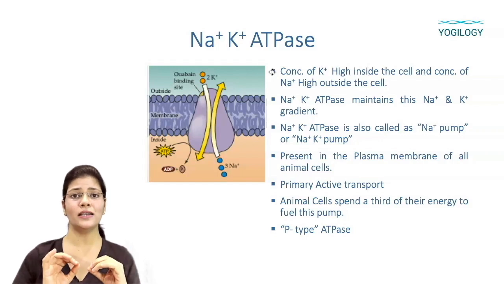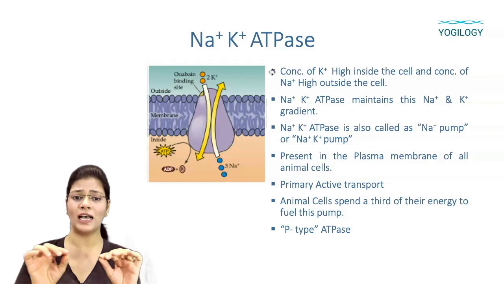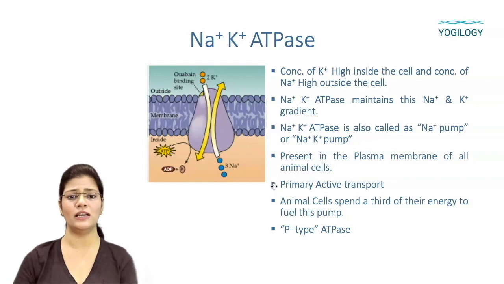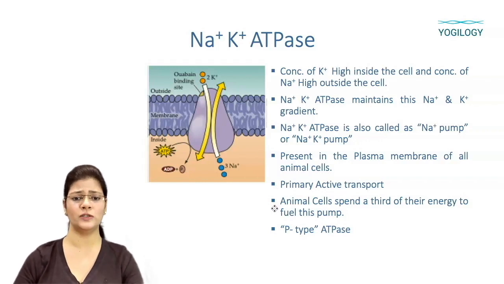Now, where is this ATPase found? This sodium potassium ATPase is found in the plasma membrane of virtually all animal cells. And this active transport, that means energy dependent transport of sodium and potassium ion, is of great physiological significance. A typical animal cell devotes almost 1/3 of its energy to fuel this pump.